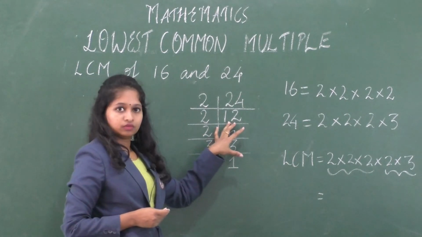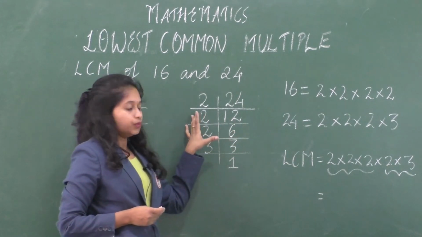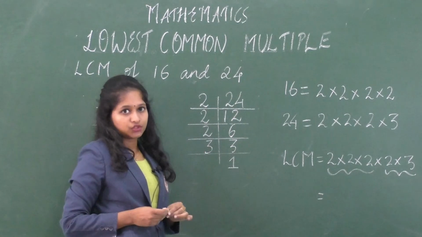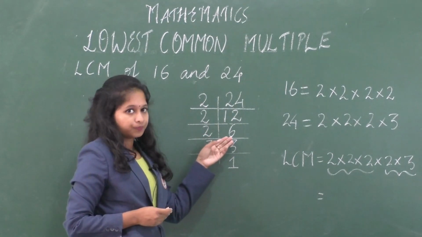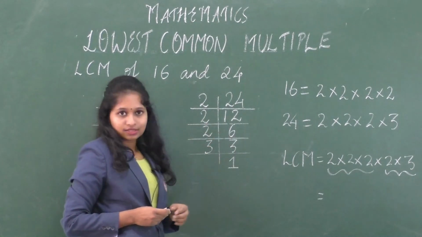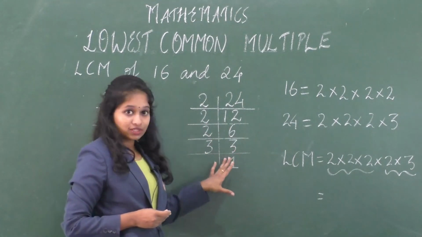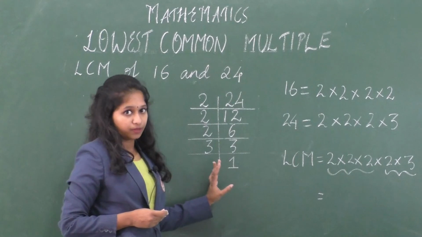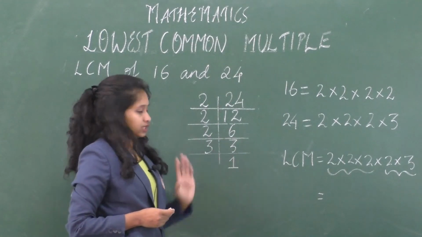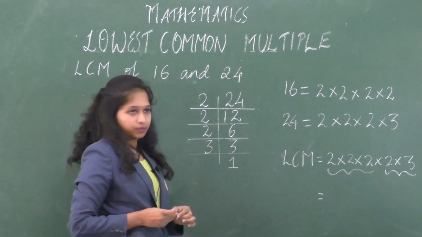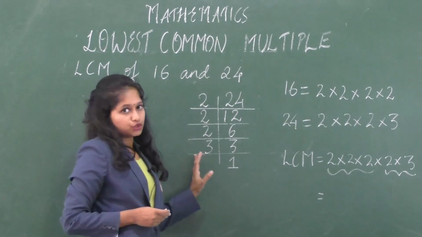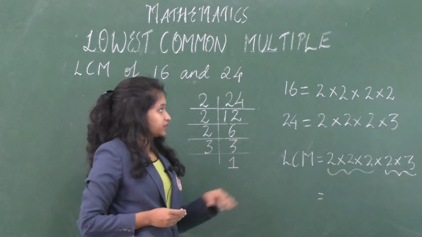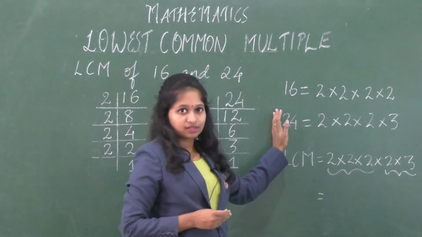Again, 12 is divisible by 2. 6 2s are 12. Again moving on to 6. 3 2s are 6. Now we reached 3, which is a prime number. 1 3 is 3. So 24 can be written as 2 into 2 into 2 into 3. So I have written it like this.